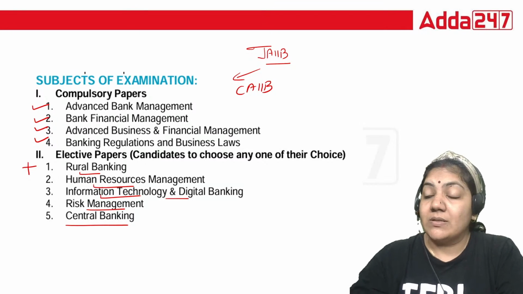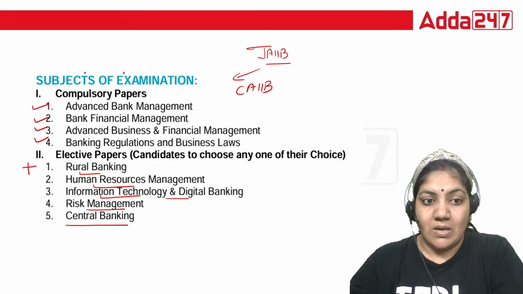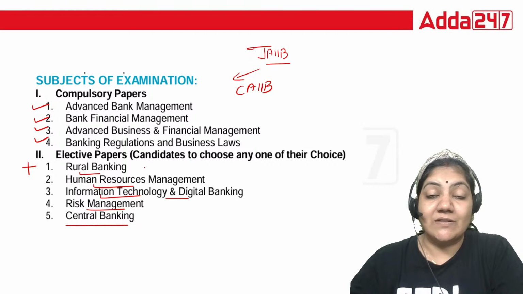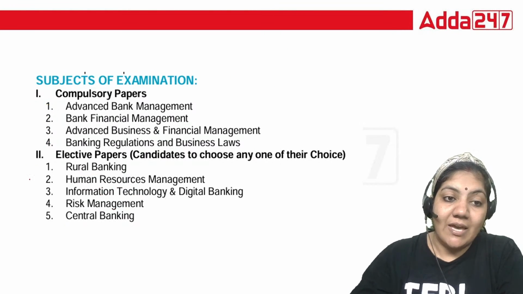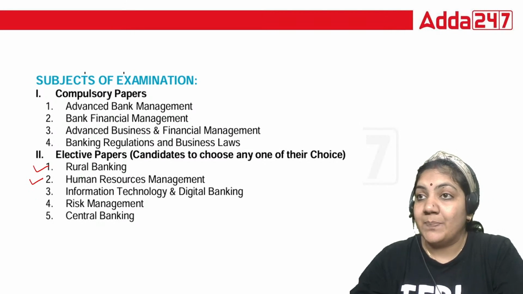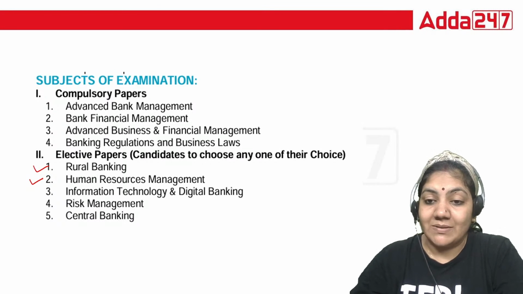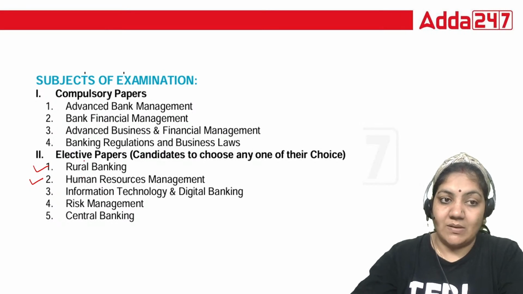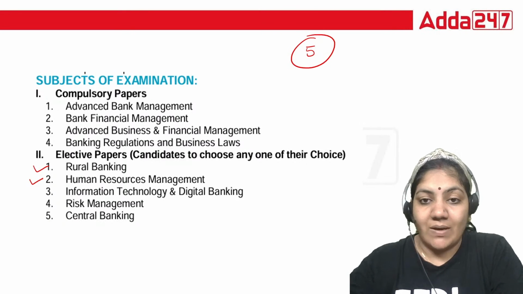Right now the registration is going on, the second slot is going on. While registering, you have to be prepared about which elective subject you will choose. Mostly students select HR and rural banking. If you see the analysis of the previous session also, these two subjects are the common ones that students take. So you can take these two elective subjects. It means there are a total of five subjects that you have to select.